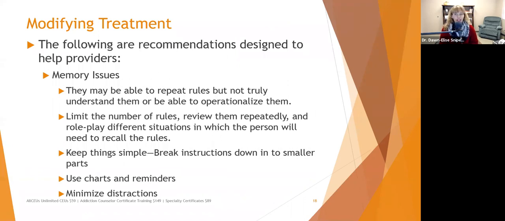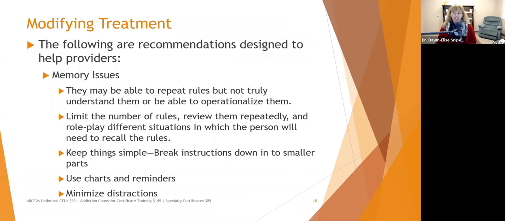With clients with memory issues, they may be able to repeat rules but not truly understand them or be able to operationalize them. Don't hit other people. That's a rule. Somebody may say it, but they may not understand what they're supposed to do instead because they've got those impulse control issues. They may know the rule is don't hit, but they don't know how to not hit when they start getting upset. Limit the number of rules, review them repeatedly, and role play different situations in which the person will need to recall the rules. When we're talking about school, there's classroom time, there's recess time, there's lunchroom time, and I'm sure there's another time I'm forgetting about. But those are all very different settings.